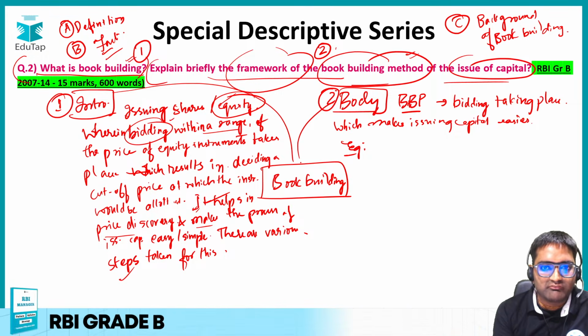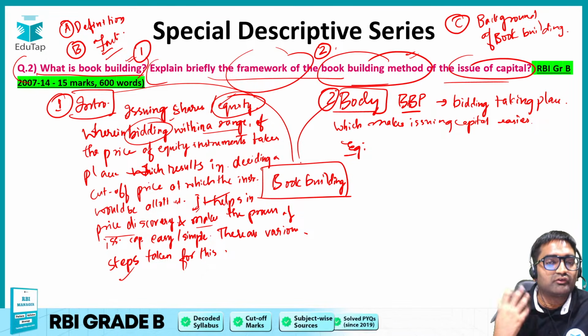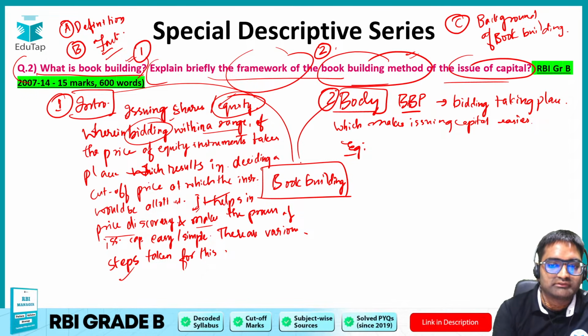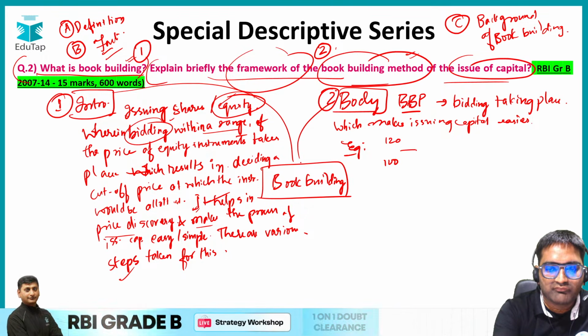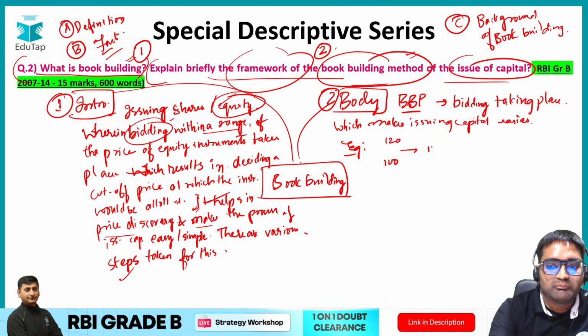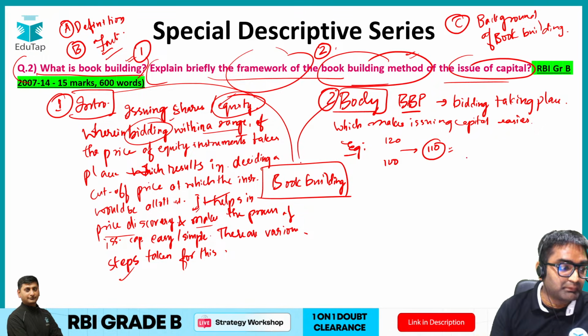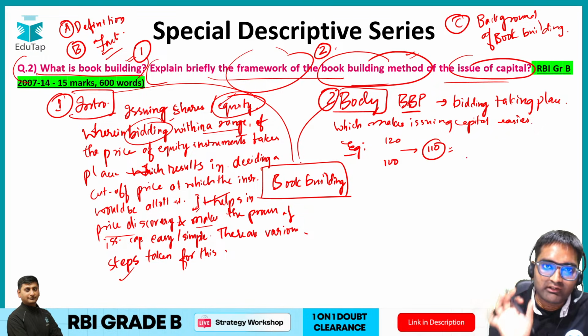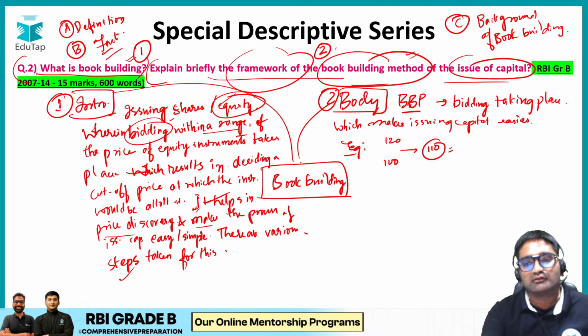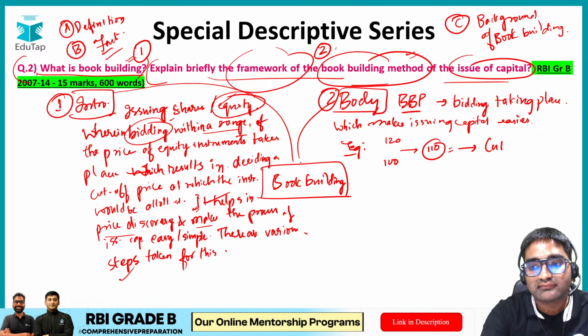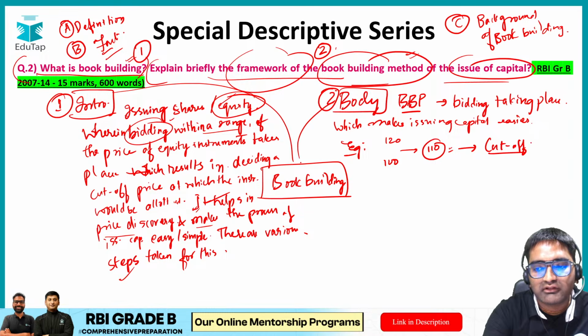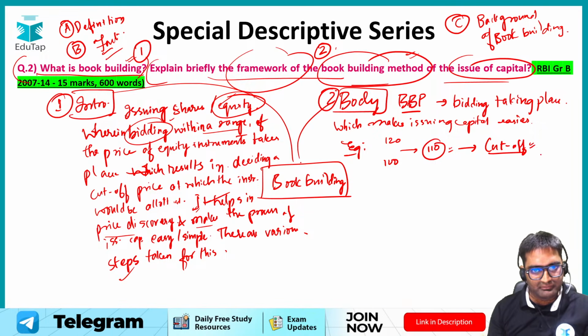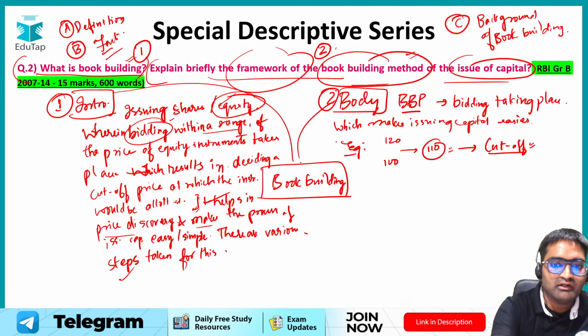Then you can go on to mention an example over here, because just having a look at the definition and everything might not give an idea of whether you know about the topic or not. Just give an example: there's a range between 120 and 100, people have done the bidding, and most of the people have bid at 110. So this is the price that is to be taken as the cutoff price, and all of the equity instruments would be available at this particular price. So you're giving an example. That's the next part.